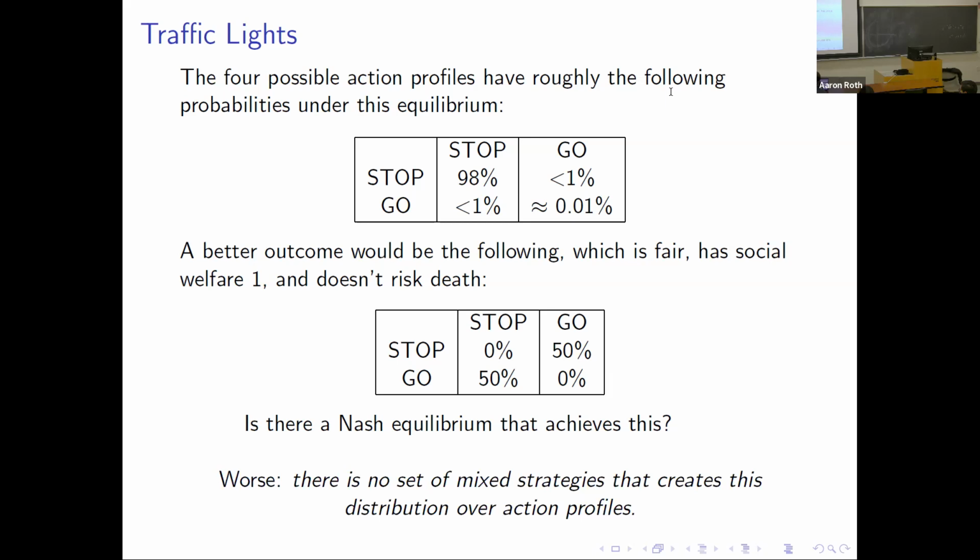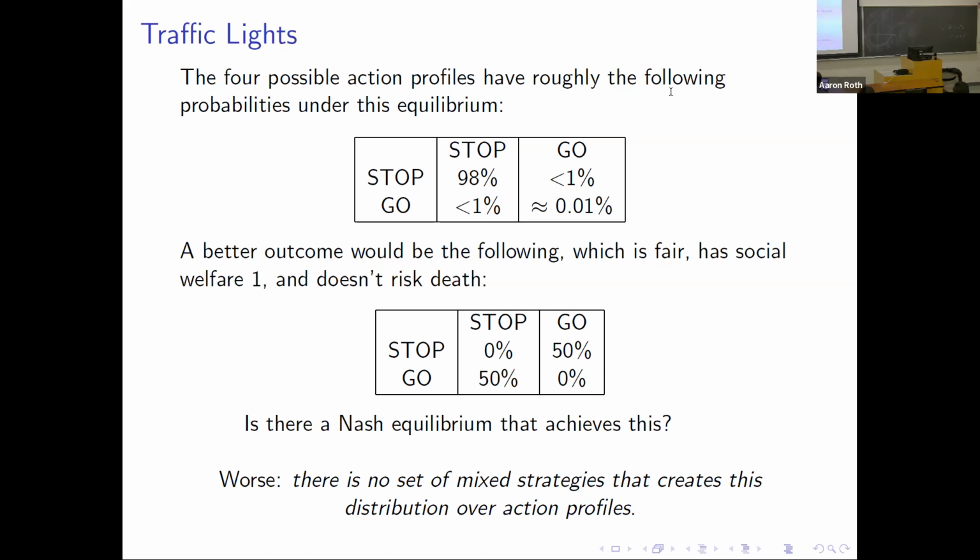Yeah, it's even worse. It's not a failing of the idea of stability in the Nash equilibrium. It's that mixed strategies as we've defined them aren't even expressive enough to represent this distribution over game states, right?